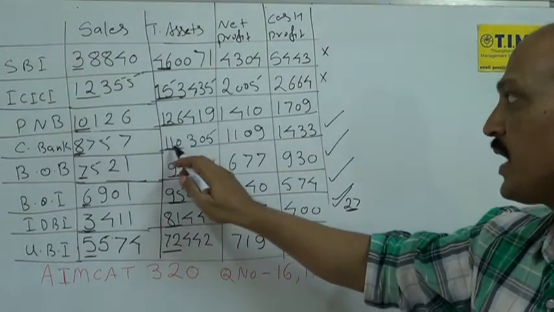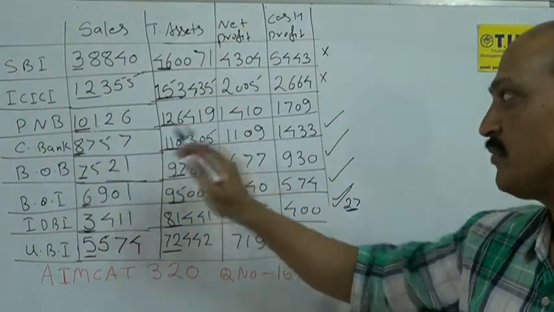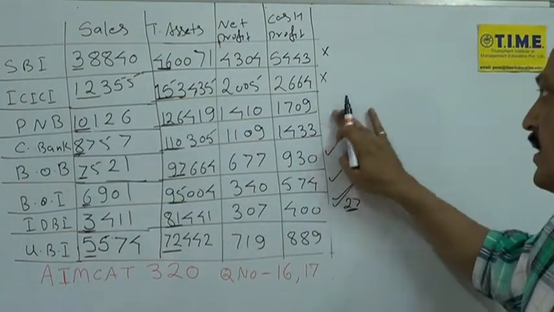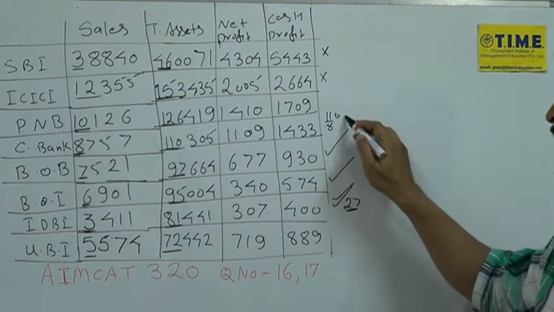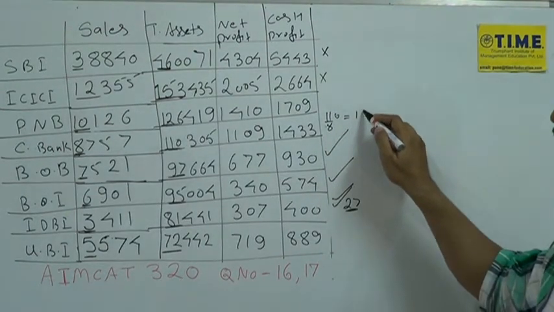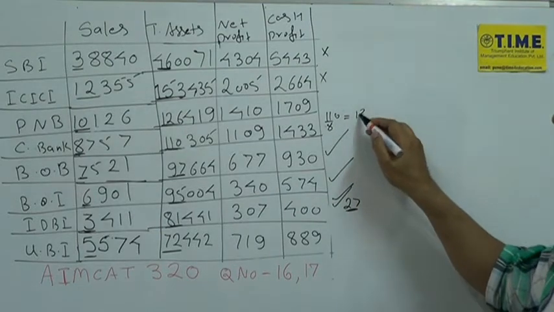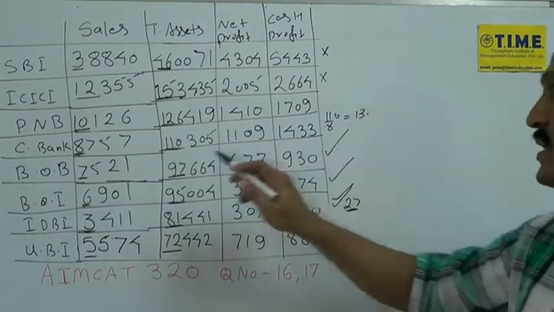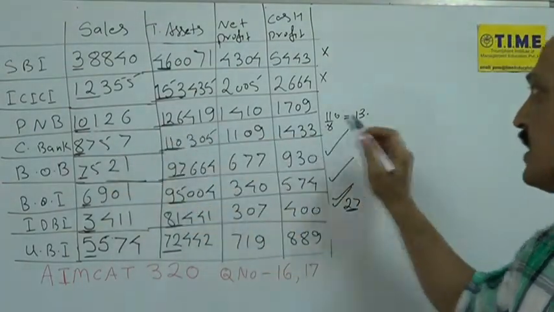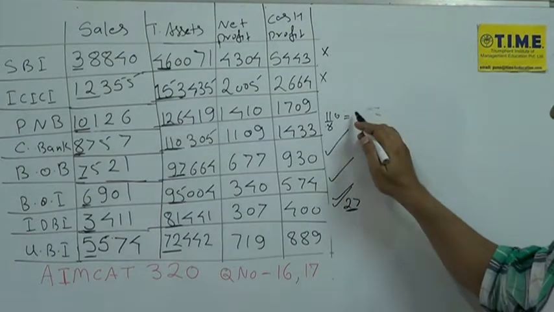Roughly, if I calculate 110, and even if I take this as 8, 110 divided by 8 roughly comes to 14 point something. Sorry, 13 point something. Now, I took this as 8 and it's coming 13 point something. So if I take a digit more than this, this value will be less than 13. It will become less than 13.